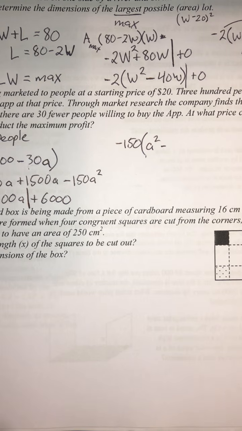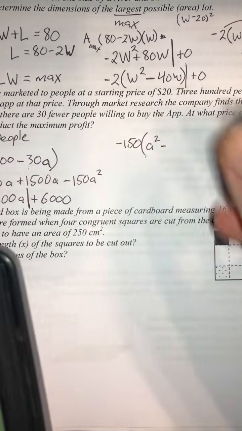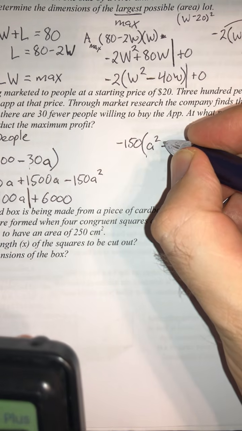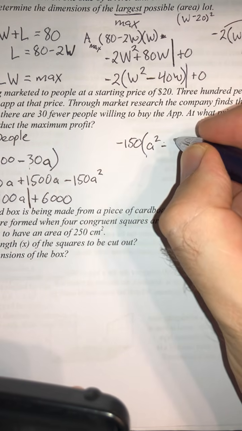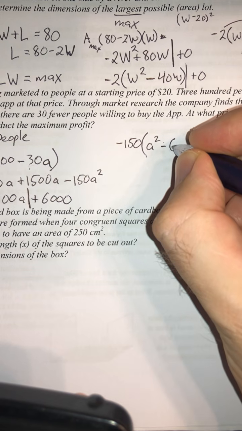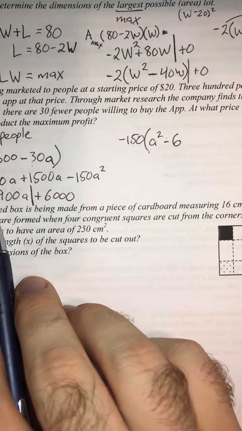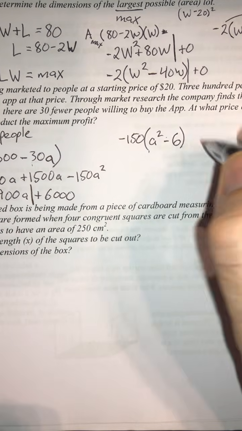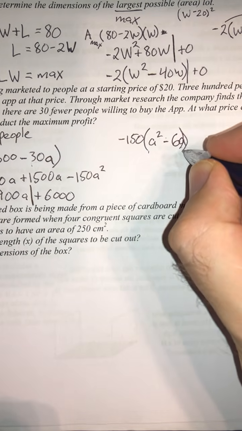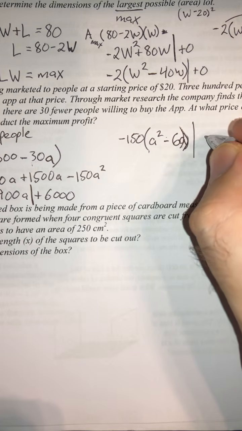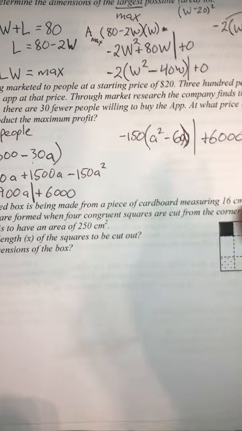900 divided by negative 150. Yep, will give you 6 in here. So I divided by negative, so this positive 900 now becomes negative. Sorry, there should be an a there. And then we've still got plus the 6,000.